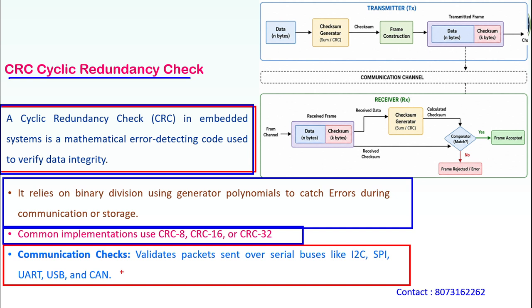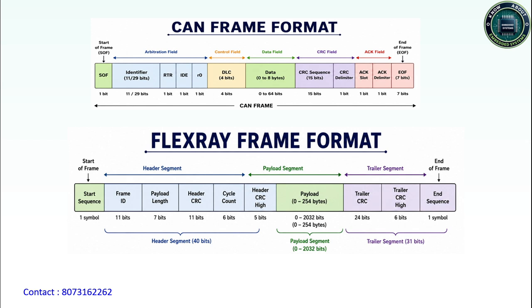Okay, so I will show you two examples here. This is my CAN frame format. You can see this is my CAN format and this is my FlexRay frame format. Here you can see this part, there is something called CRC sequence. In this part we are going to add the CRC checksum in order to check whether the received data is correct or not. Nothing but data integrity, as I told already.